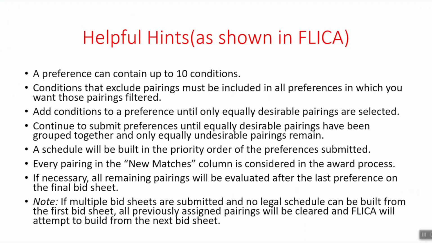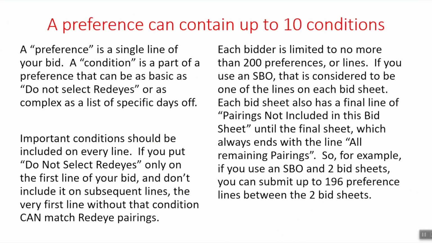So here are the helpful hints that show on the bottom of Flica. One of them I've already mentioned: a preference can have up to 10 conditions. I won't necessarily read them all through, but these appear every month in Flica, and from 6 years' experience working on this committee, I can tell you many bidders do not read them.